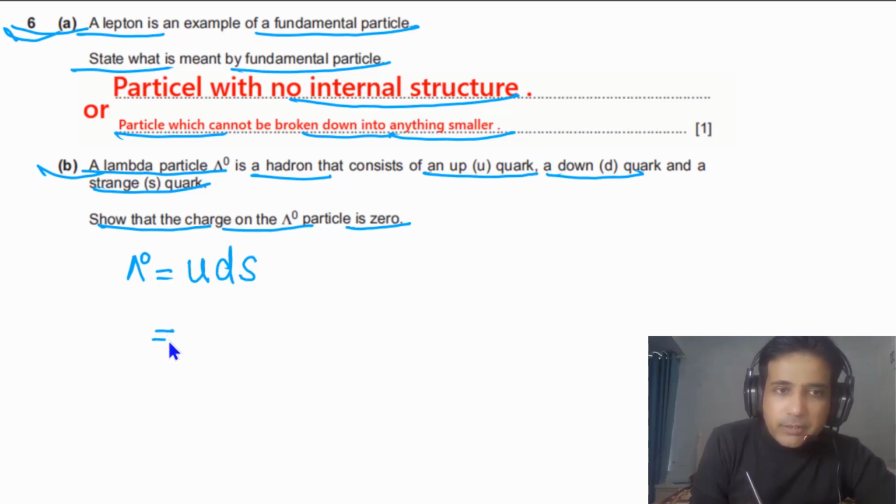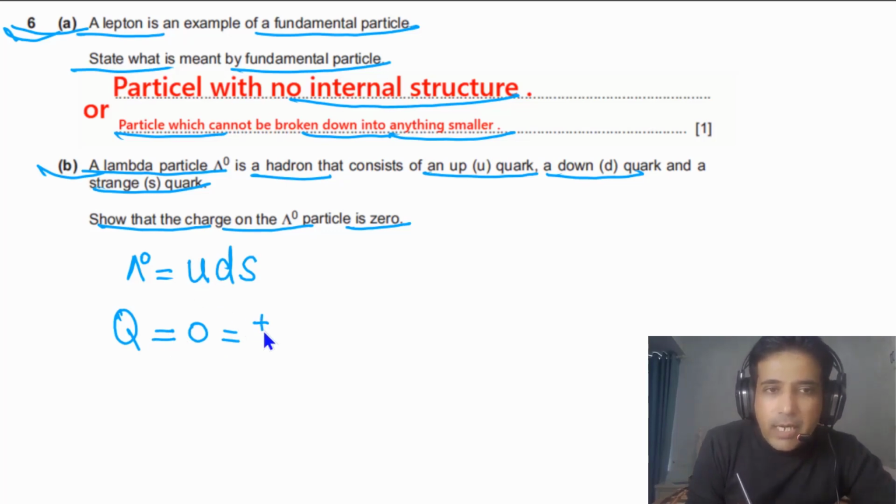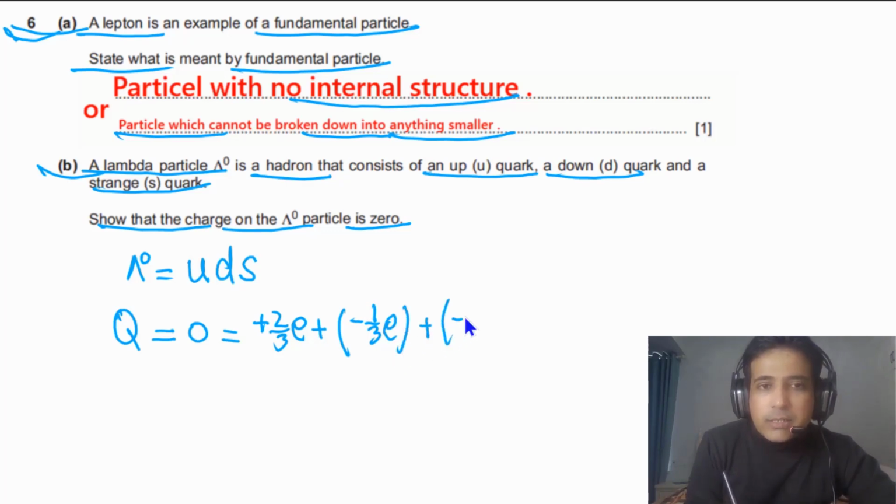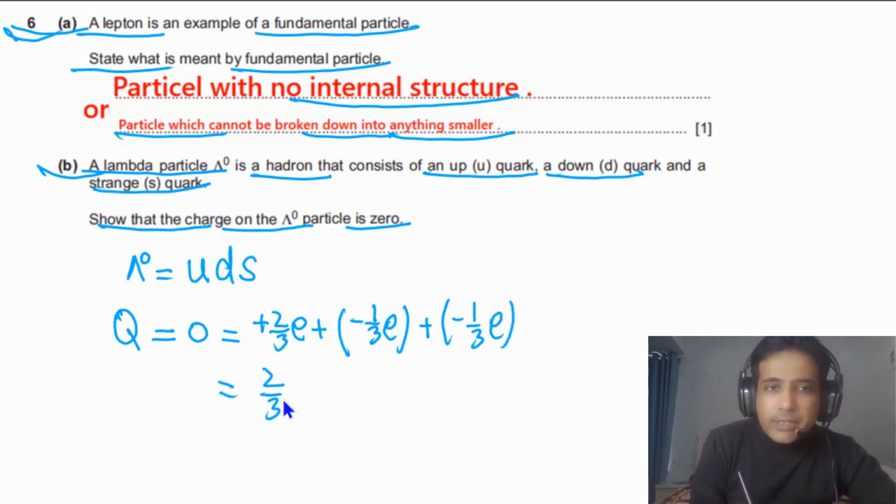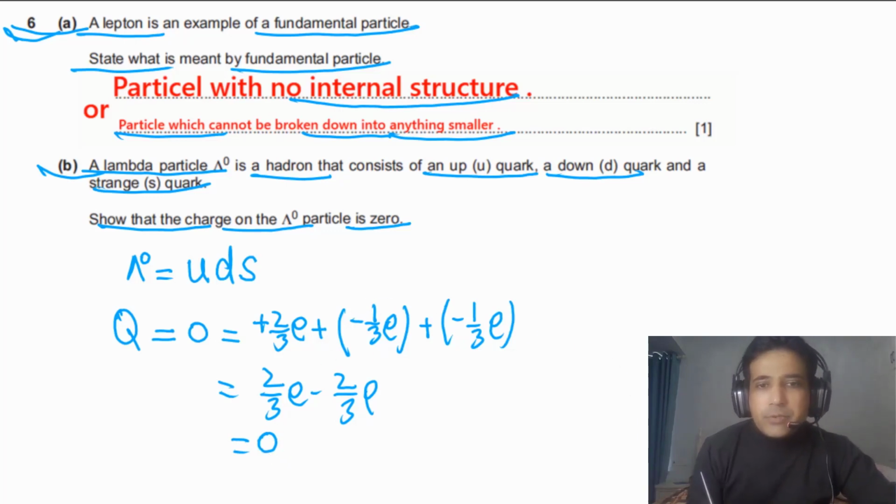Let's say the charge on this particle is Q, and we need to show that Q is equal to 0. The charge on one up quark is plus 2/3 e, the charge on one down quark is minus 1/3 e, and the charge on the strange quark is also minus 1/3 e. If we add all together, we get plus 2/3 e minus 2/3 e. So the total charge on the lambda particle is equal to 0. If you write down these steps, you will get 2 marks.